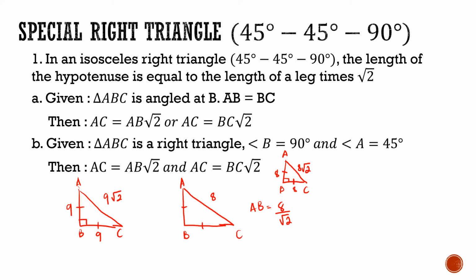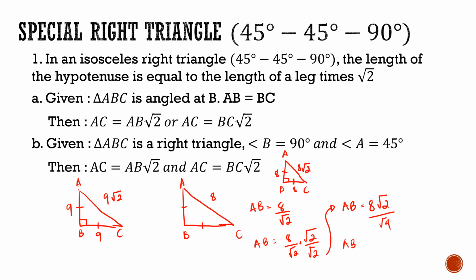is the measurement of AB times square root of 2. So we have AB is equal to 8 over square root of 2. We need to rationalize our denominator since it has a radical. So I'll simply multiply both numerator and denominator by square root of 2. So multiply 8 times square root of 2, that is 8 square root of 2, over square root of 2 times square root of 2, that is square root of 4. Now simplify square root of 4.